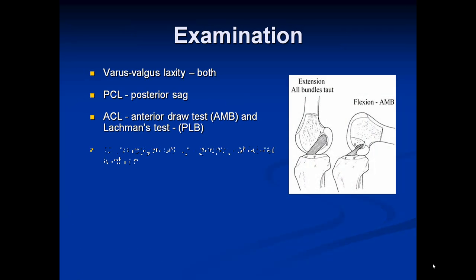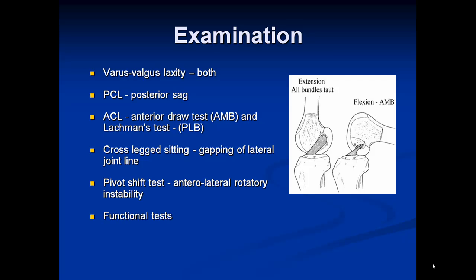On examination, the useful tests for the ACL are indeed the anterior drawer and Lachman's test, and for the PCL it is the posterior sag seen when the patient is supine with their knees bent. On cross-legged sitting, the gapping of the lateral side will be seen or felt, and a positive pivot shift test tests the anterolateral rotatory instability. More functional testing, perhaps into cutting positions or during lunges, may be seen. An MRI is always useful.